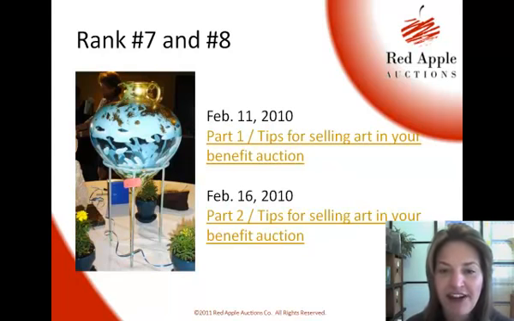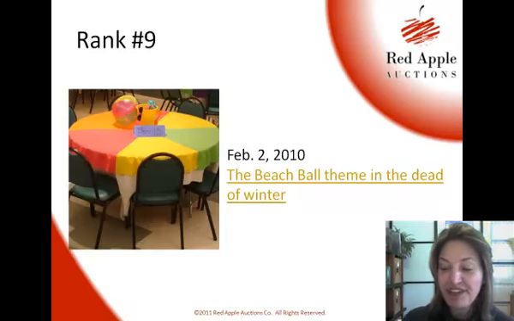Part 1, tips for selling art in your benefit auction, and part 2, tips for selling art in your benefit auction. Art in a benefit auction is tough unless it's an art auction. So if you are thinking of putting art in your benefit auction, or you've got some art to put in your benefit auction, why don't you go ahead and read through those 2 posts to get up to speed on how you can make that better. We'll leave it at that.